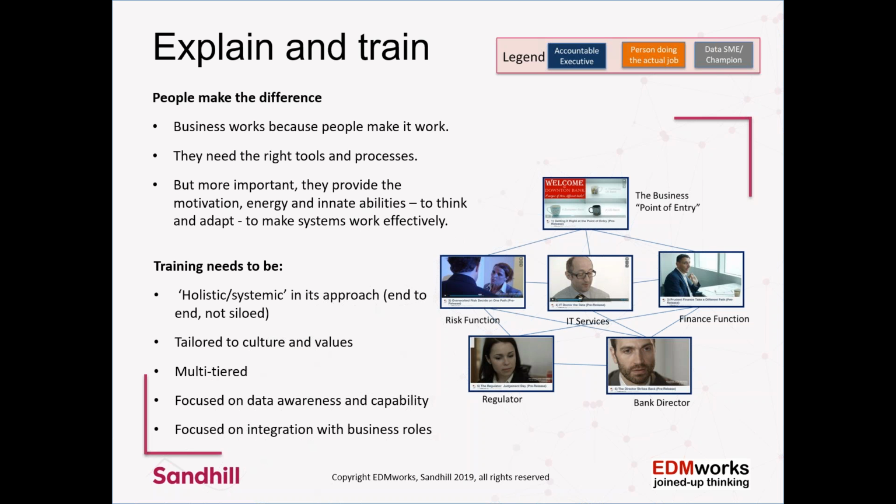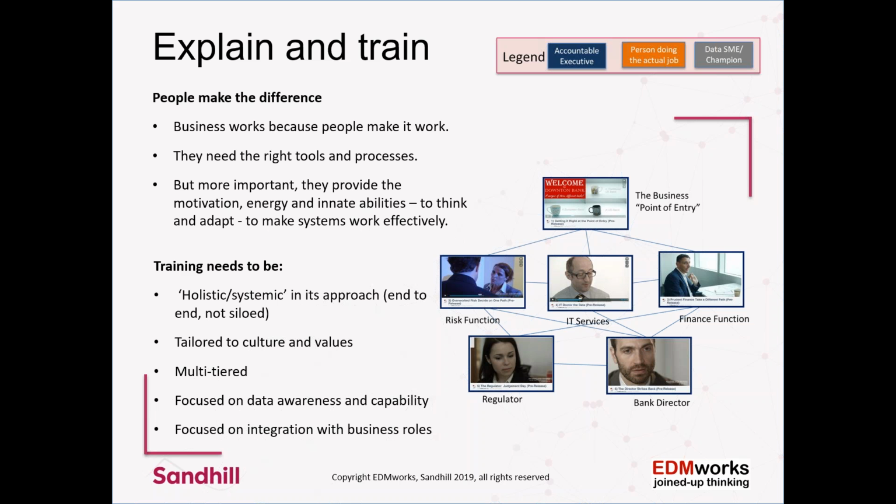You really need to get people recognizing that data is an end-to-end thing. It flows from one end of the bank through to another. It comes in one side, goes out another side. What you produce is used by somebody else. What they produce is used by somebody else. Very, very interconnected. So this notion of holistic, systemic approach to data is very, very important.